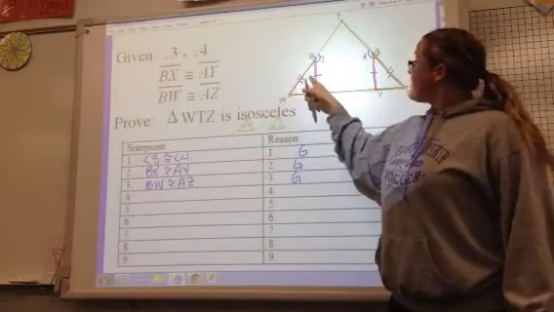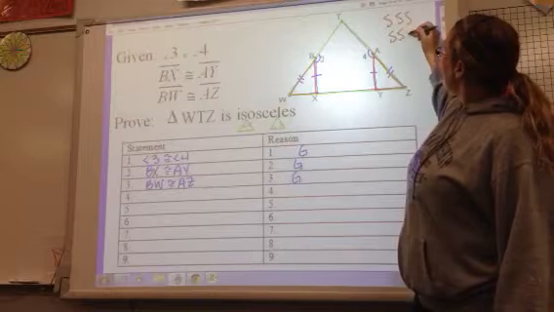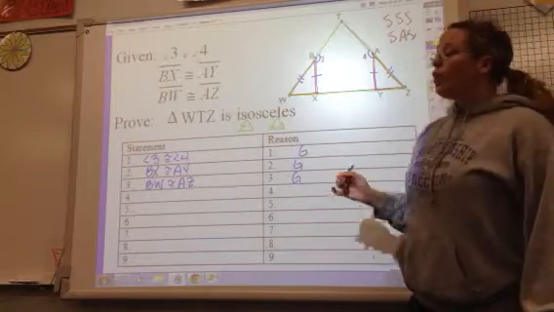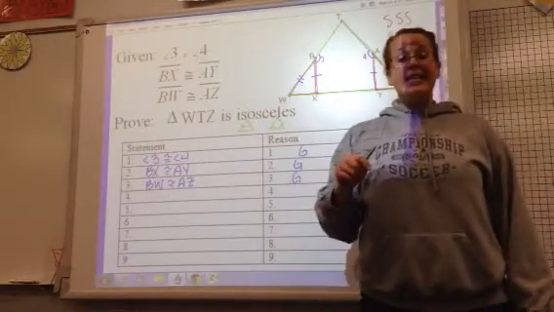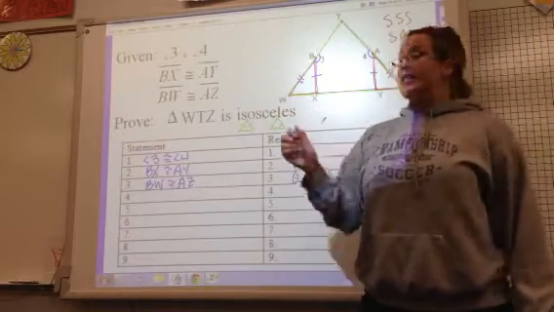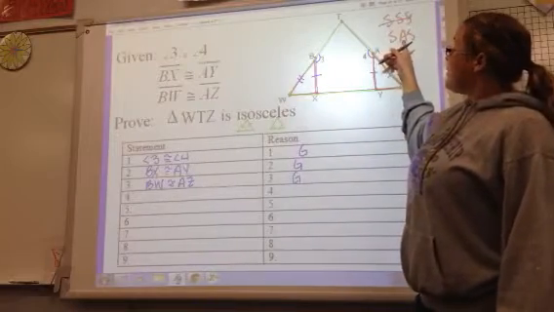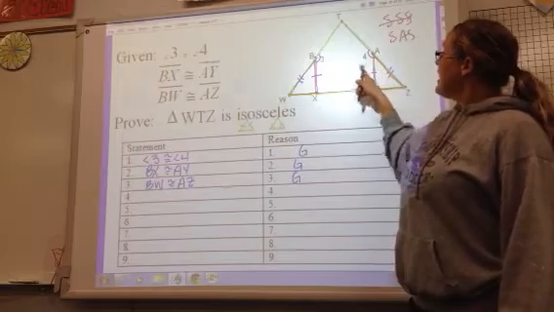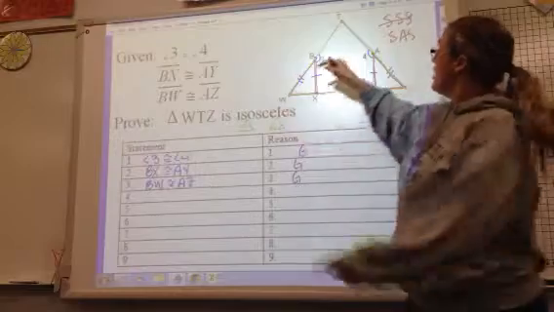I already have side, side. So I can either go for side, side, side, or go for side, angle, side. I'm probably not going to use side, side, side because I don't know anything about WX or YZ. So that one's out. I'm going to try to do side, angle, side. I need to prove that these two angles are congruent, which I can do.